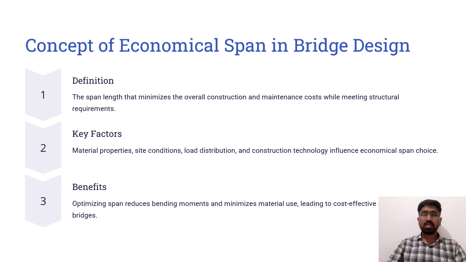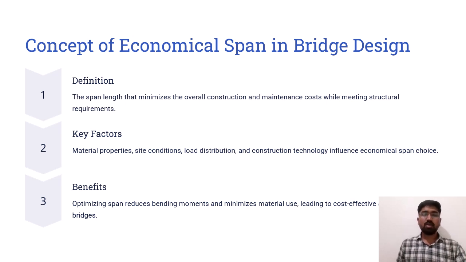What is the concept of economical span in bridge design? First, definition: the span length that minimizes the overall construction and maintenance cost while meeting structural requirements. The economical span of a bridge is the ideal distance between supports where the total cost of the bridge is minimized. If spans are too short, the number of supports increases, raising the foundation cost. If spans are too long, heavier beams or cables are needed, increasing the superstructure's cost.